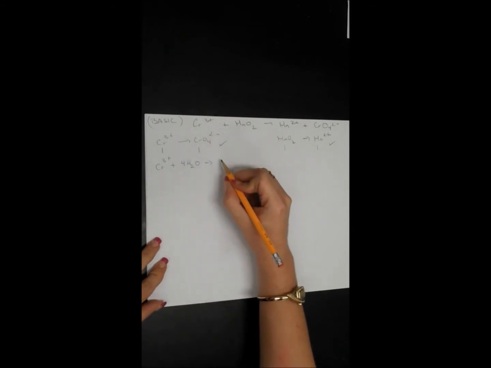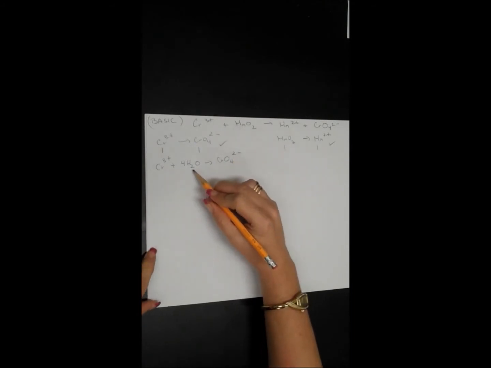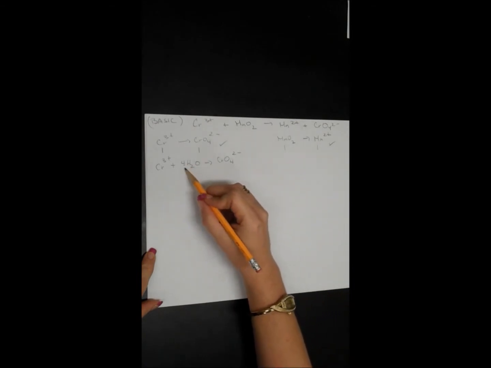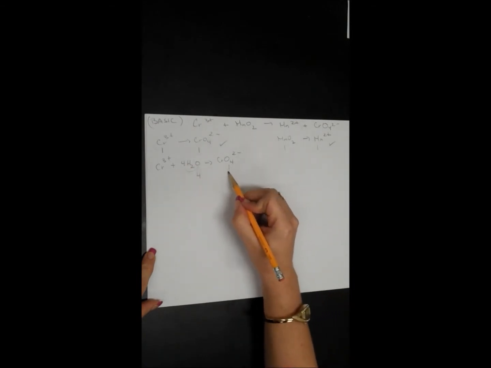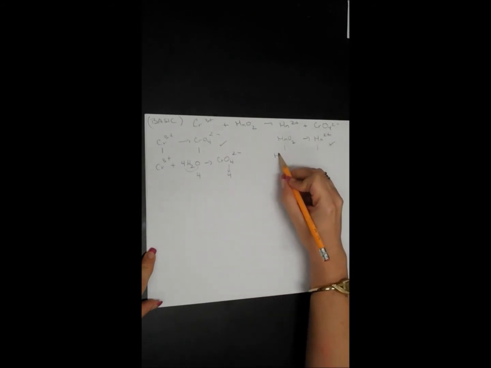Add one water molecule for every oxygen needed. We add 4 waters to the first half reaction. To our second half reaction, we will add 2 waters.